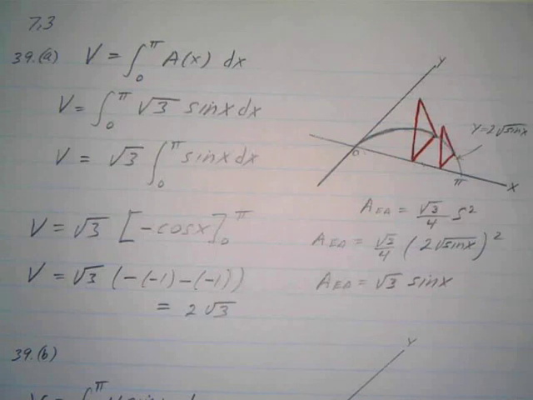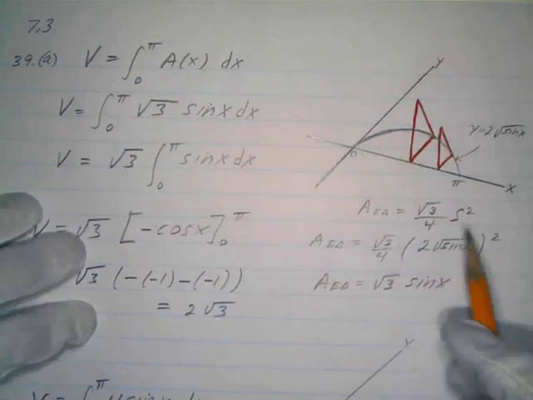Okay, this is section 7.3, number 39. And number 39 says the base of a solid is the region between the curve y equals 2 times the square root of sine of x and the interval 0 to pi on the x-axis. That's just the x-axis. And the cross-sections perpendicular to the x-axis are, in letter A, equilateral triangles with the bases running from the x-axis to the curve as shown in the figure.